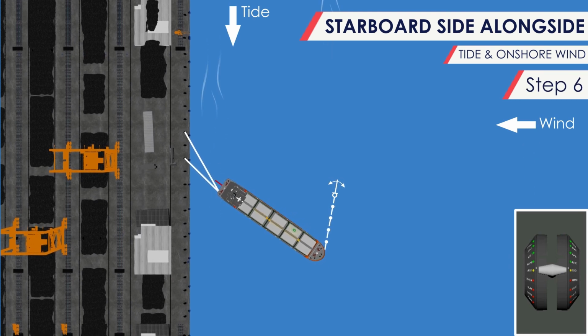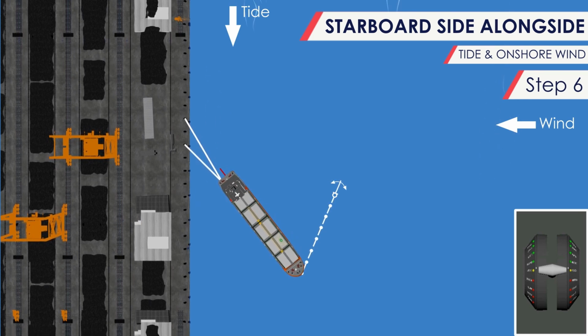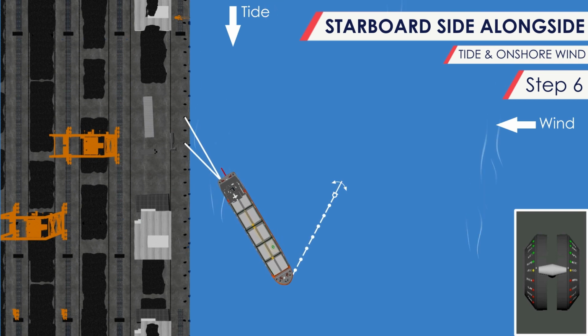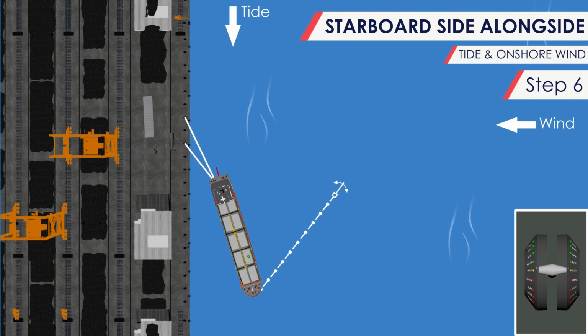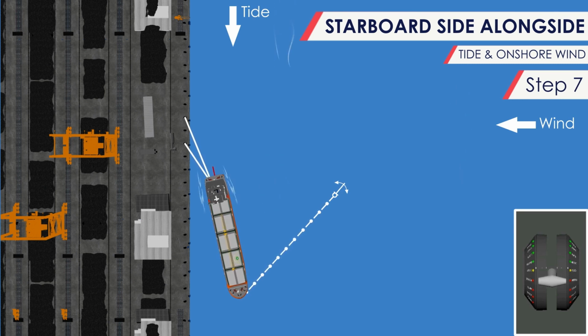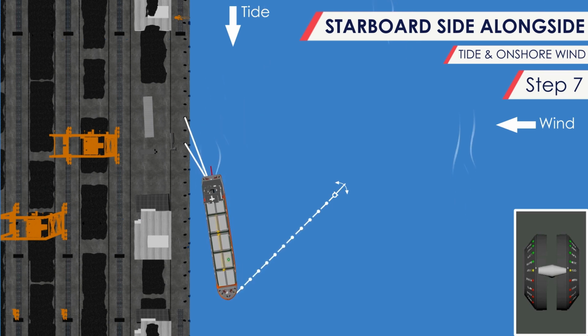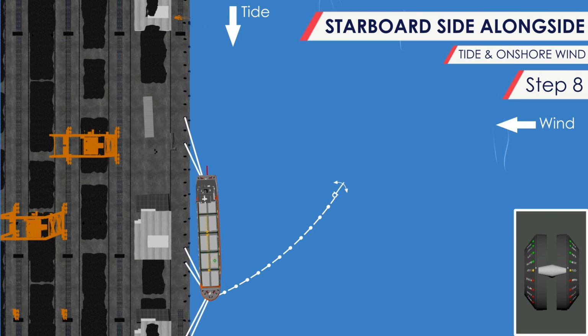Step 6. I will dredge the anchor at short stay if possible. Otherwise, I will pay out in a controlled manner to allow wind to push the ship alongside. Step 7. I will use the stern engine kicks to keep the stern off the berth when required. And step 8. I will pass a headline and forward spring and ease the cable as the ship closes the berth.